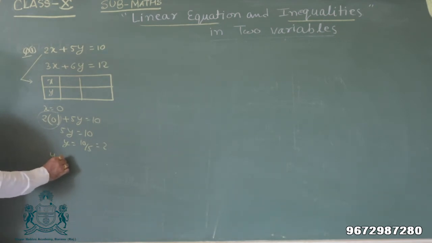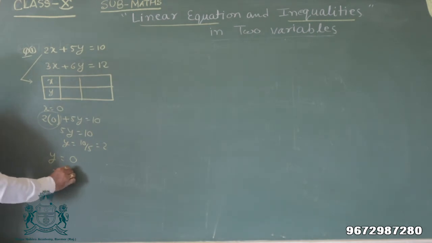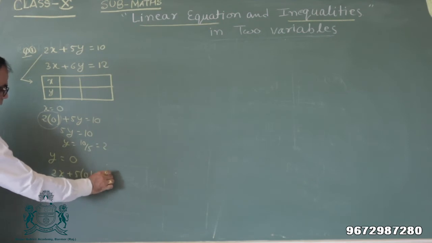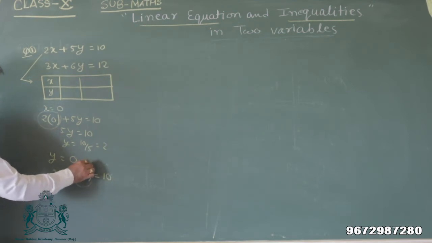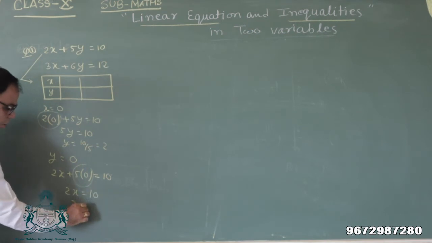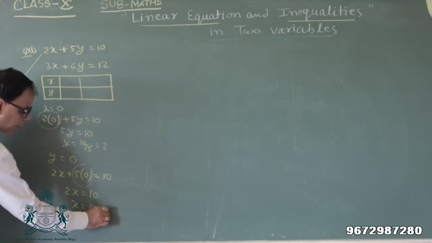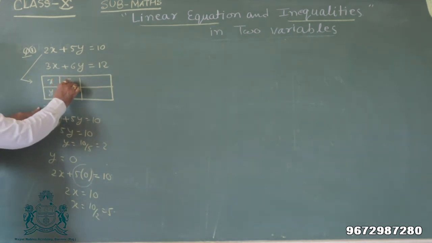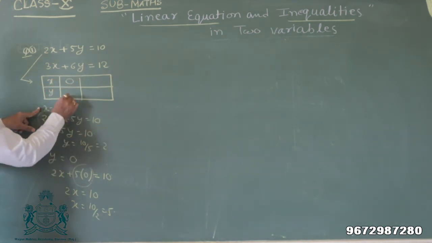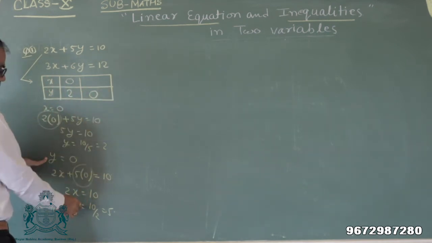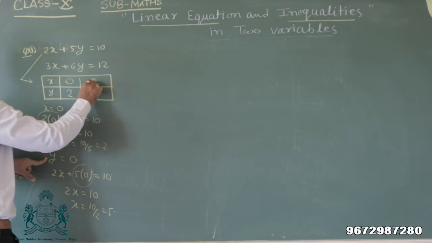Second case, y equal to 0. 2x as it is, 5y, y value put 0 equal to 10. This number is 0. Therefore, 2x equal to 10, x equal to 10 by 2 equal to 5. Put the value of x equal to 0, then find the value y equal to 2. Put the value of y equal to 0, therefore x equal to 5.